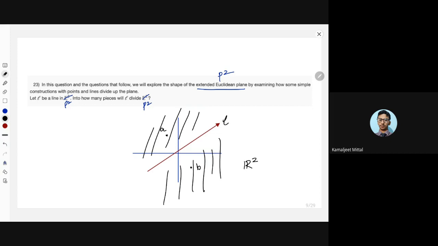I'm removing this line L from R2. So if I remove this line L in P2, the question is how many regions does it divide into? If I start my journey from A, does there exist a path I can take to get from A to B? You might say that it's a stupid question because we already have a path like this.